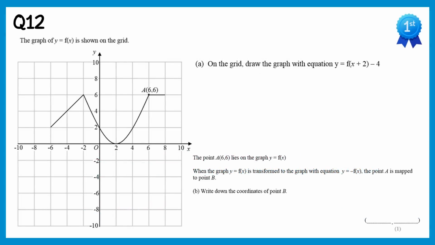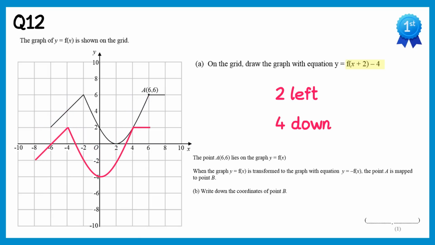For this question, we need to translate a graph. If you look at the equation we've got here, the +2 inside the function means we're going to move the function 2 spaces to the left. The -4 outside the function means we're going to move 4 spaces down. So our total translation is 2 left and 4 down. So if we draw the function and move it 2 left and then 4 down, we end up here.